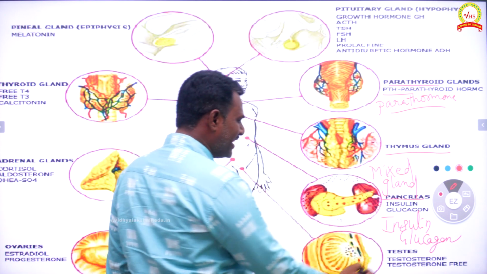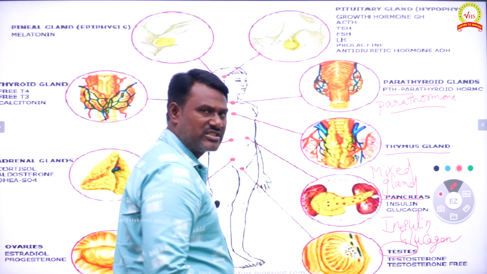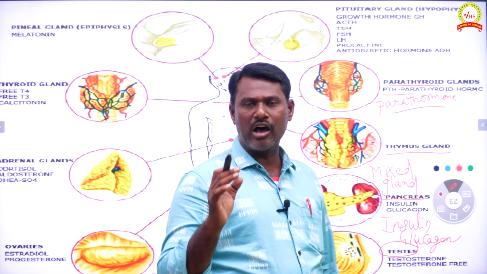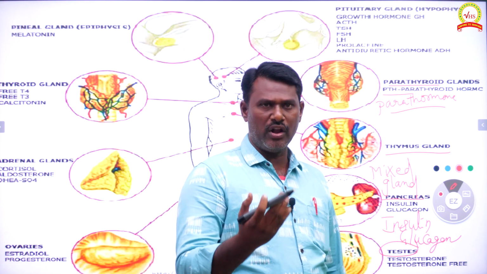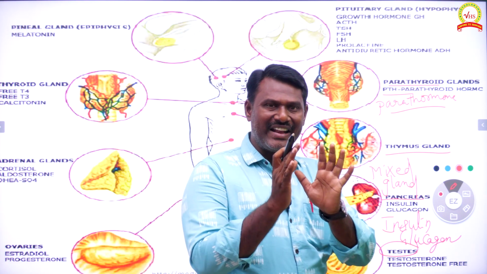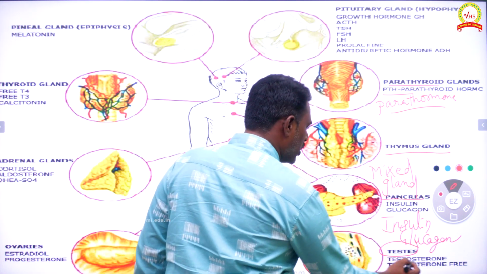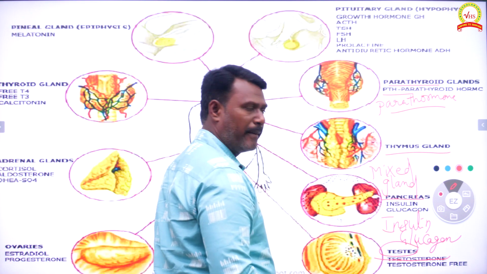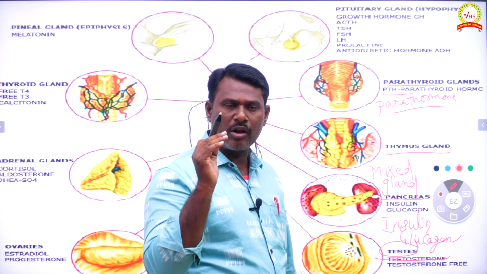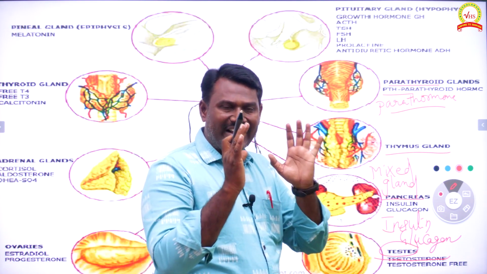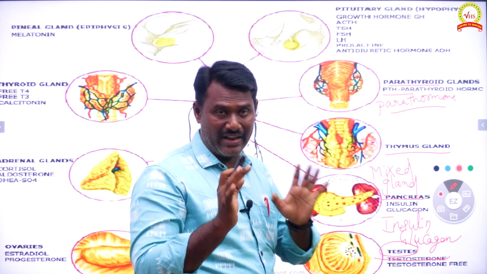Next one is the testis. Just now we have discussed it. The testis is useful to develop secondary sexual characters. The testis is responsible for producing the hormone called testosterone. This testosterone hormone is useful to develop the secondary sexual characters in males, only in males.